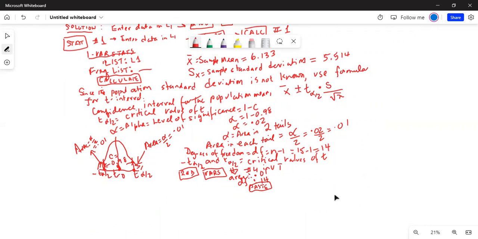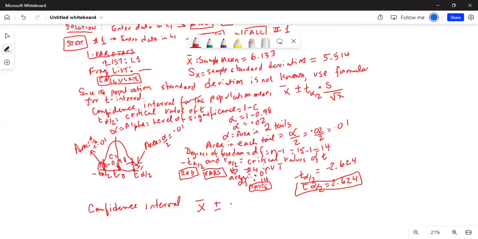And minus T alpha by 2 comes out as minus 2.624. By symmetry, T alpha by 2 is 2.624. This is the critical value of T which we will need in our calculation for the confidence interval. Remember, the confidence interval formula is x bar plus minus T alpha by 2 times S divided by square root of n.